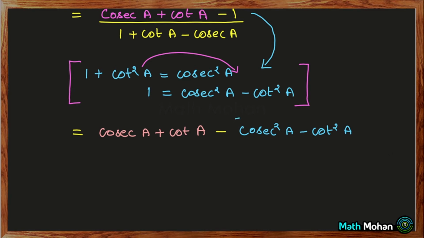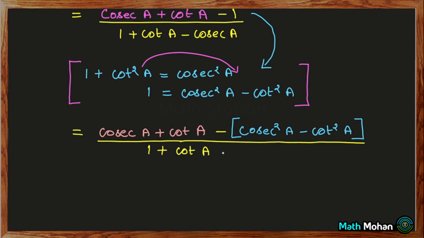Okay, so put it inside the bracket, and the whole divided by the main sum. We have the denominator, we have 1 plus cot A minus cosecant A. Okay, and so what will this become?